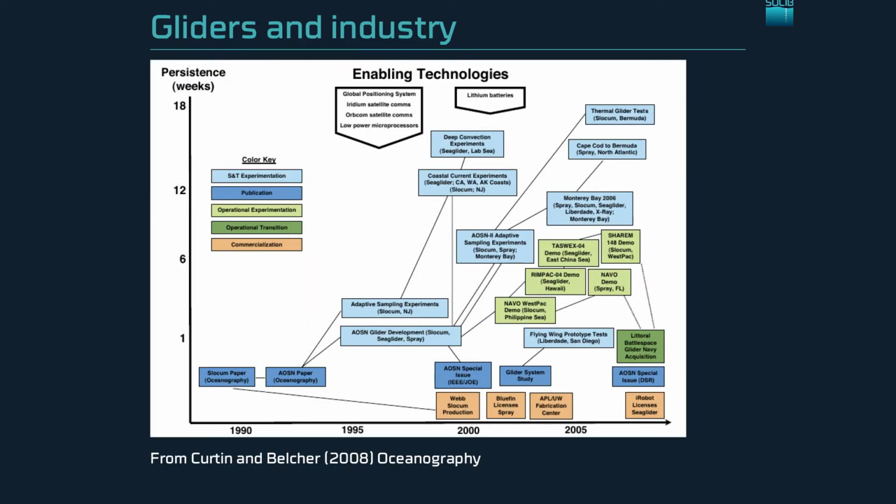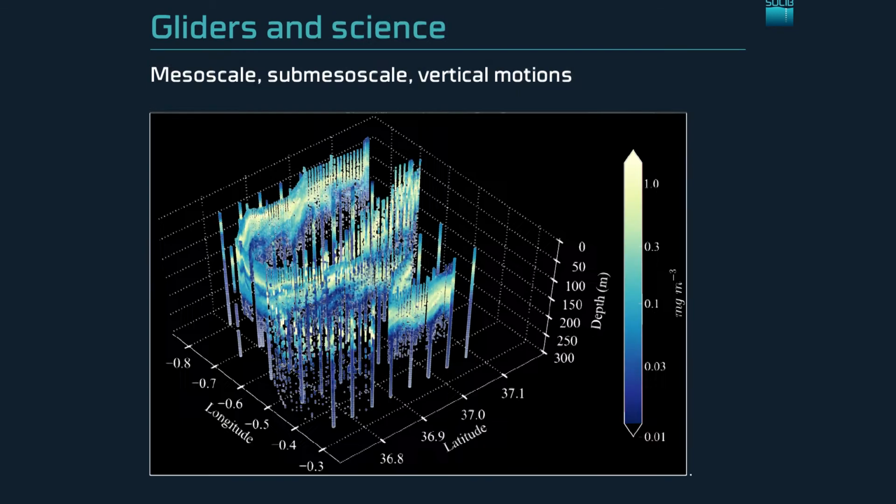So maybe this figure explains how the glider, in blue, we start in the 90s with the Slocum paper, has evolved through different steps, with experimentation in light blue. And you have this color here, commercialization. So it means we have interaction between scientists, private companies, and also at the other end, we have the public. So we can do very good science using gliders.